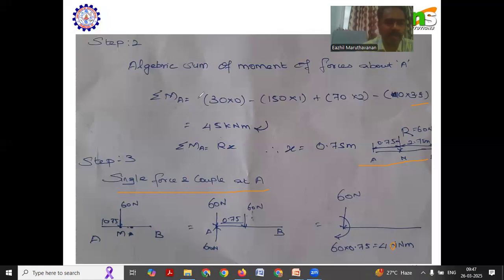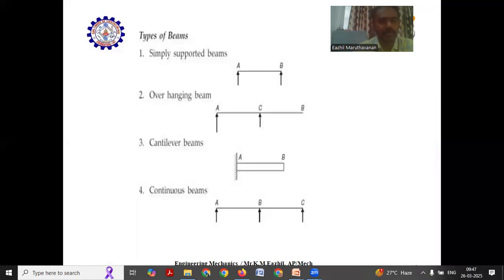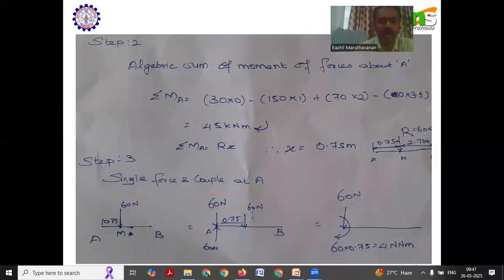Now I have to replace the force and couple at point B. Similarly, I have identified it, and you have to complete the problem.